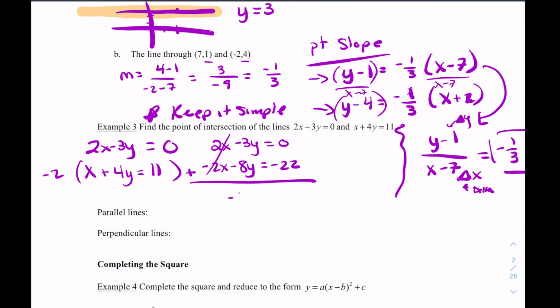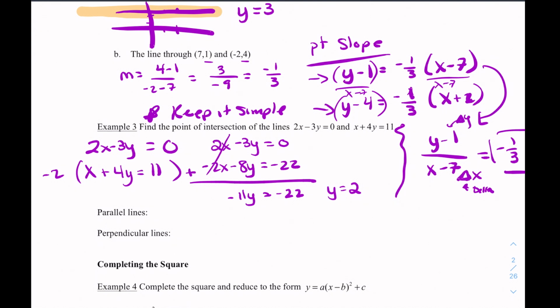I get negative 11y equals negative 22. So y equals 1. So that gives me my y value. Mr. Swenson, stay focused. 22 divided by 11 is 2. So this is my y value, the y value of my solution.